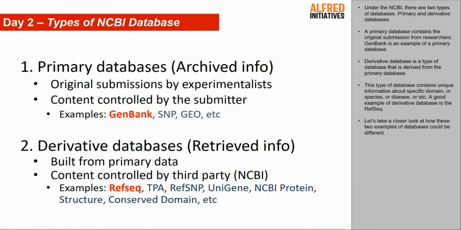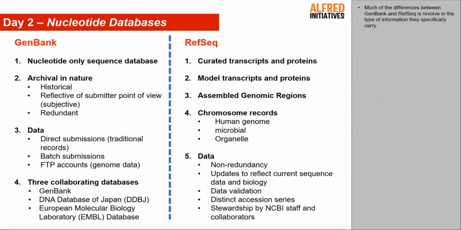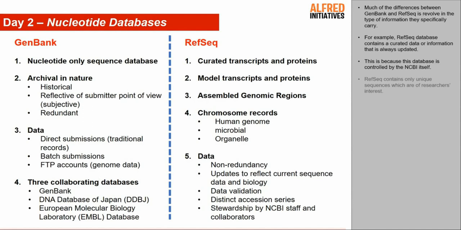Let's take a closer look at how these two examples of databases could be different. Much of the difference between GenBank and RefSeq revolves around the type of information they specifically carry. For example, the RefSeq database contains curated data or information that is always updated. This is because this database is controlled by the NCBI itself. RefSeq contains only unique sequences which are of researchers' interest, for example, a reference gene sequence in the human genome.